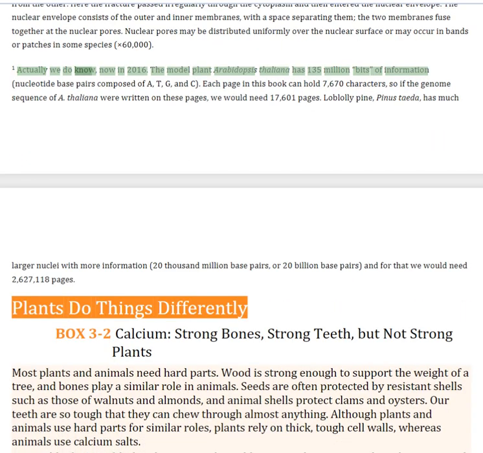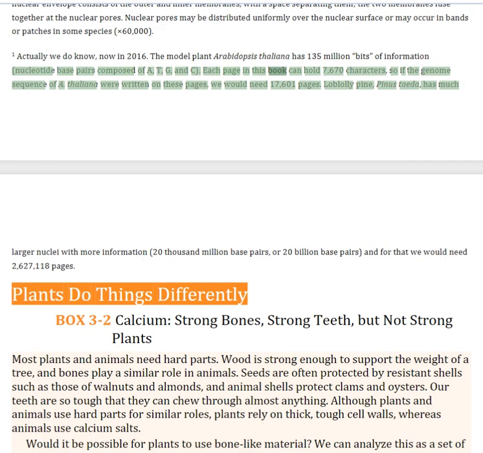Actually, we do know, now in 2016. The model plant Arabidopsis thaliana has 135 million bits of information. Each page in this book can hold 7,670 characters, so if the genome sequence of A. thaliana were written on these pages, we would need 17,601 pages.